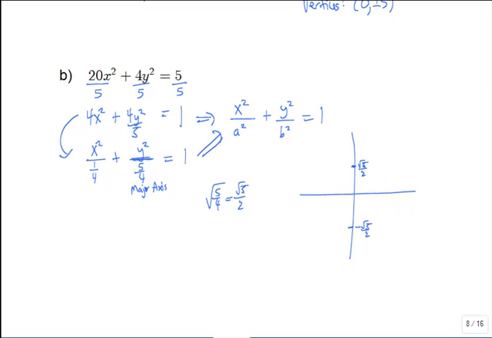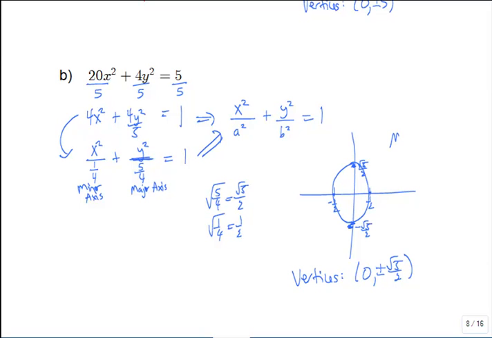And since that's my major axis, those are also my vertices. So my vertices are going to be 0 for x and plus or minus the square root of 5/2. Then for the minor axis, that's going to be the square root of this 1/4. And square root of 1/4 is just a half. So we're going to go a half to the right and a half to the left, and those give us 2 more additional points so we can draw our ellipse. So something like that.